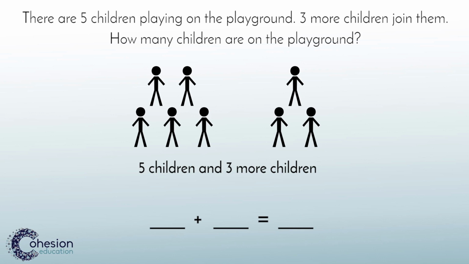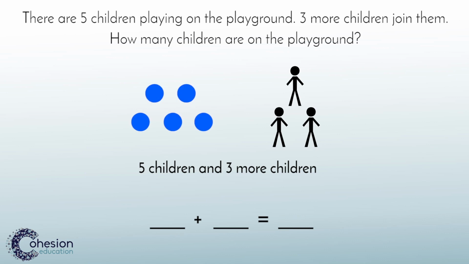Here we have used counters to model this problem. The first group of counters represents the 5 children on the playground. The second group represents the 3 more children who join them. Ask students questions about what their objects represent from the problem to help them make connections back to the scenario. Then, have students show the action in the problem.